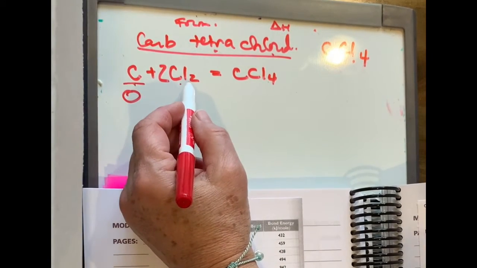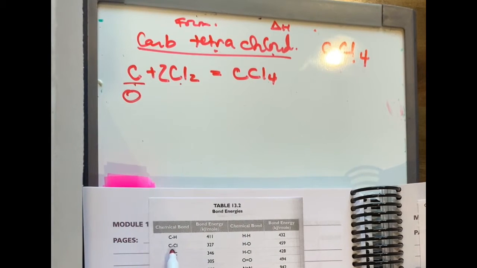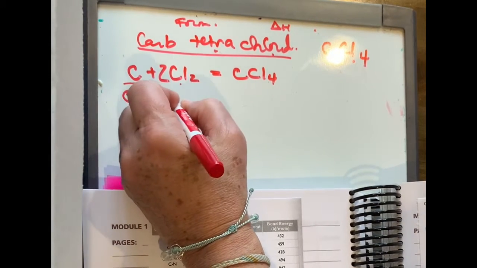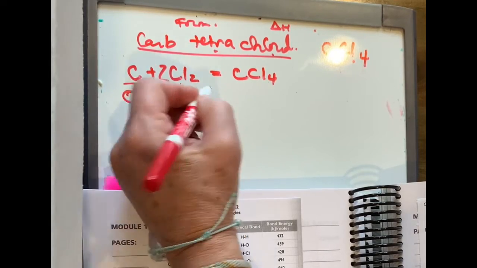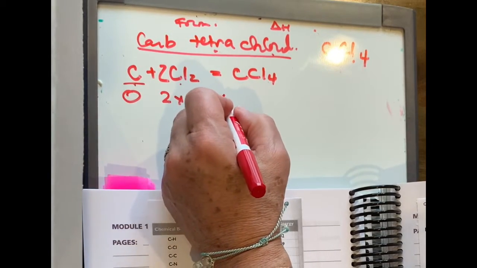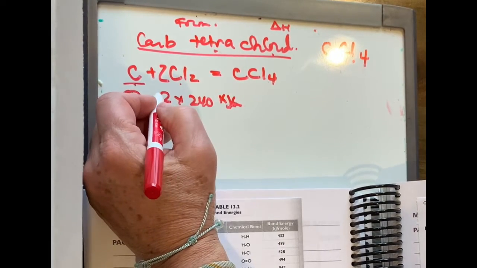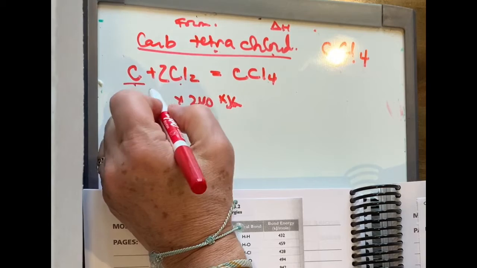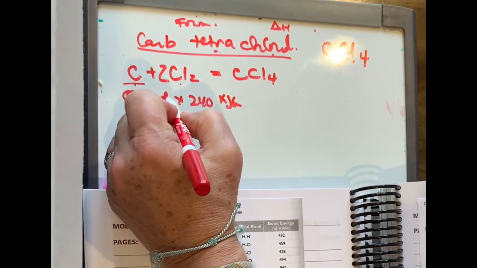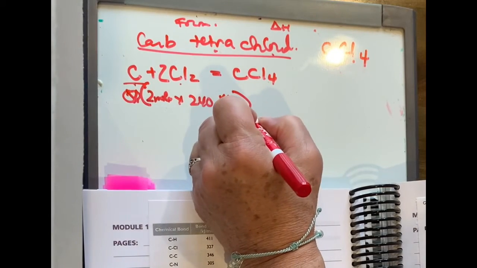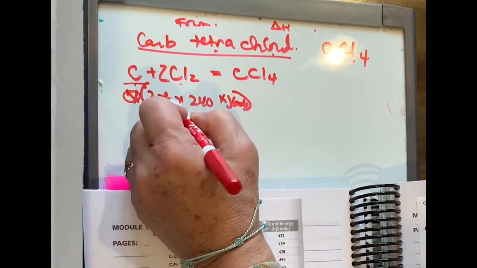So I have Cl2, and I can look that up, Cl to Cl, right here it is. See, there it is. It's 240. So 2 times 240, and this is kilojoules, right? And actually, this is like 2 moles. We can get rid of that. 2 moles times 240 kilojoules per mole, and so I can get rid of the moles here.